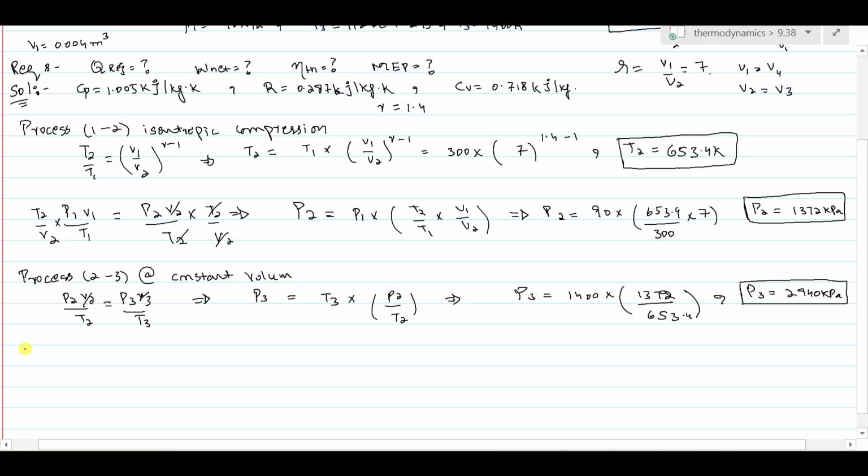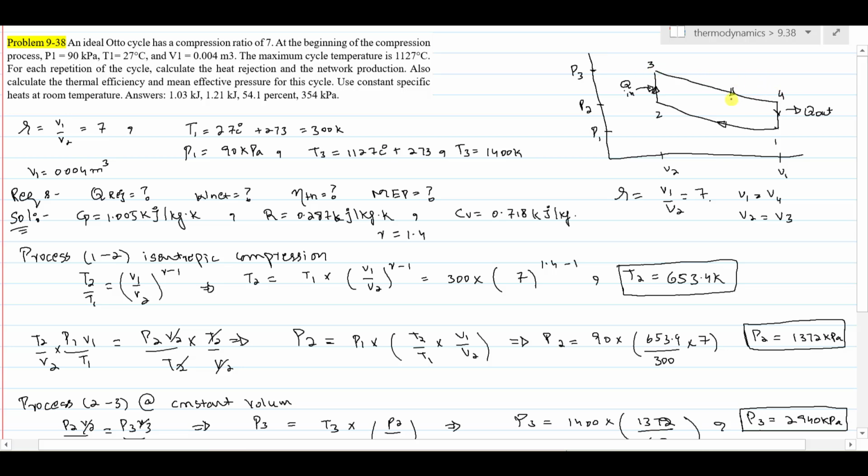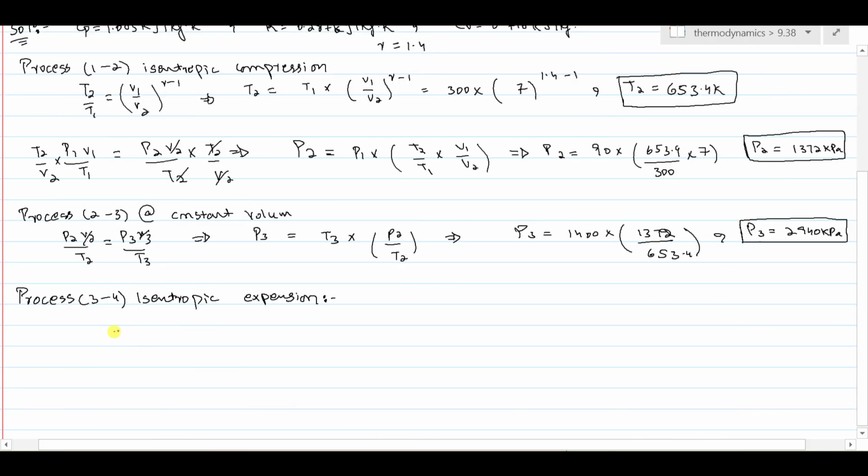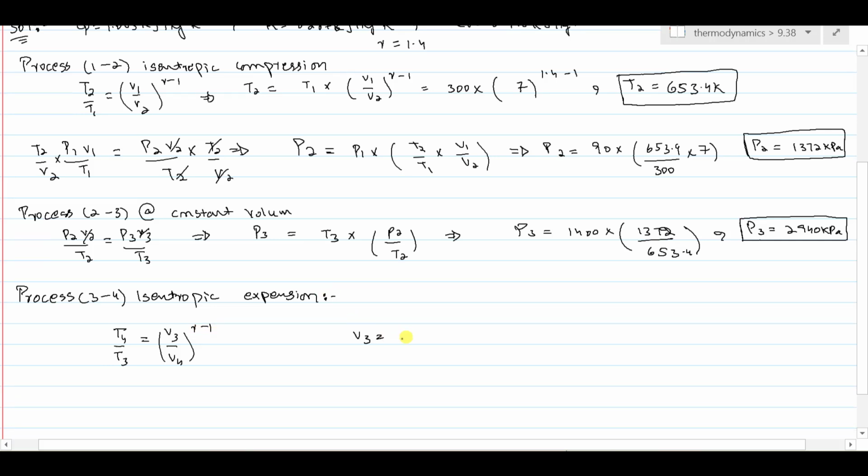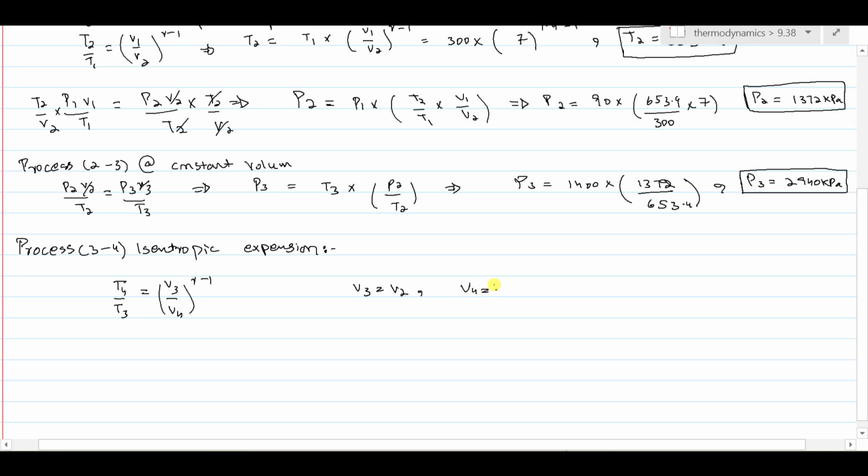Now consider the process 3 to 4, that is isentropic expansion, and this will give you the work output. You can say that T4 divided by T3 is equal to V3 divided by V4 to the power gamma minus 1. Also we mentioned earlier that V3 is equal to V2 and V4 is equal to V1. And the compression ratio V1 divided by V2 is equal to 7. So rearrange this equation for T4. T4 is equal to T3 into V3, which is V2, divided by V4, which is V1, to the power gamma minus 1.